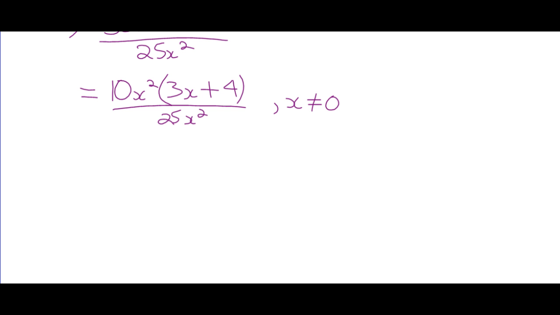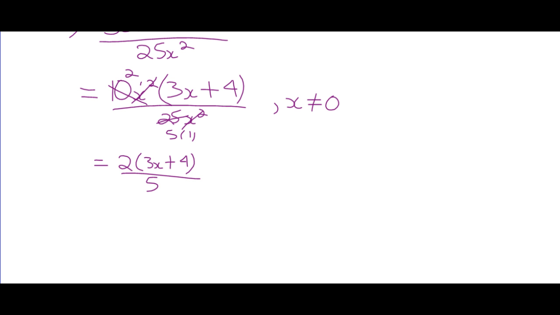So now what we want to do is cancel here. We've got two choices. We can cancel in place, or you can just cross off the x squared, right? So an x squared there and there. What goes into 10 and 25? 5. How many times? 2. How many times? 5. Okay, so we've got 2 times 3x plus 4 over 5. That's our simplified form, as long as, again, the restriction x is not equal to 0.